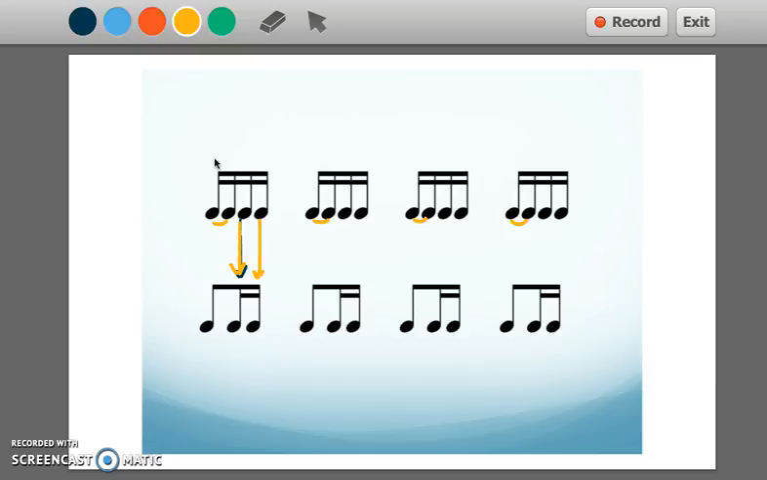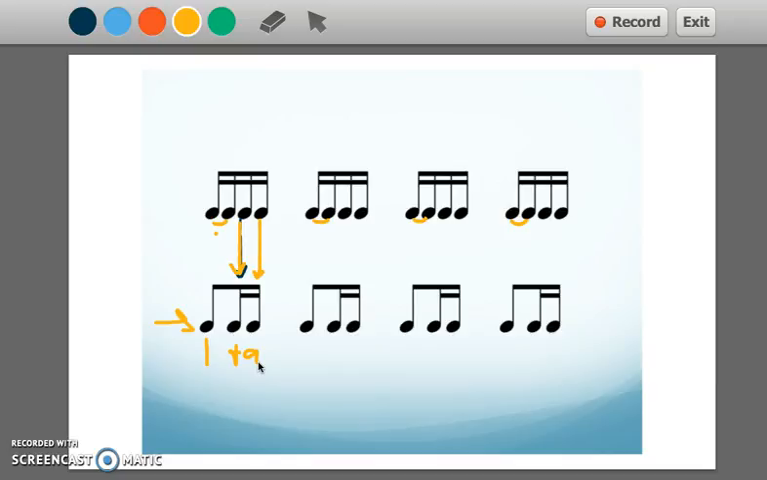Now I'm tying together these first two 16th notes, and I will count it as the 1, and your leftovers are and a. 1, 2, and it would sound like this. 1 and a 2 and a 3 and a 4 and a 1 and a 2 and a 3 and a 4 and a.